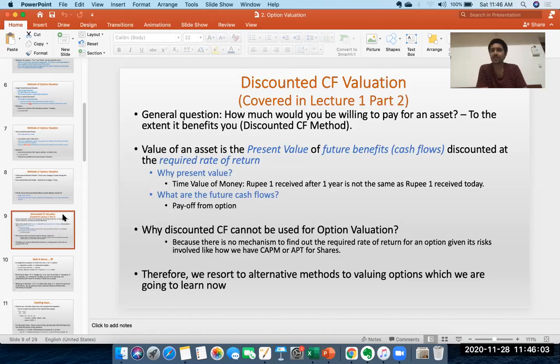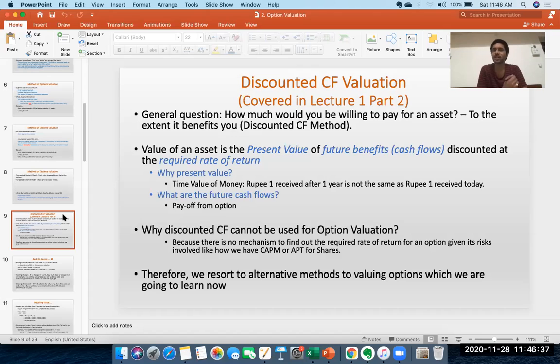Any financial asset, for that matter, is measured using the standard discounted cash flow technique. What is the standard discounted cash flow technique? It's basically that the value of an asset is the present value of all the future cash flows generated by the asset, discounted at the required rate of return. For instance, if you want to value a bond, you take the present value of all the future cash flows, in the case of a bond being the coupon and the redemption value that you get at maturity. You discount these cash flows at the required rate of return.